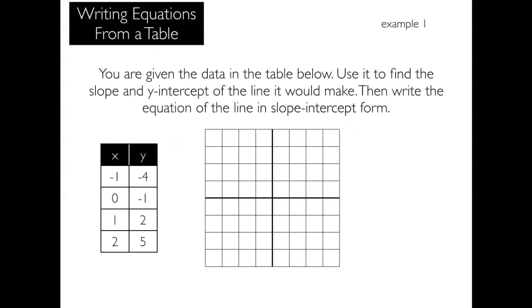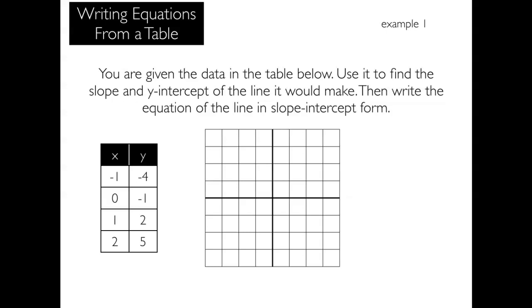Let's look at how we find slope and intercept from a table. When you're given the data in the table, you can use it to find the slope and y-intercept of the line that it would make. Then you can write the equation in slope-intercept form. When given a table, oftentimes people revert to plotting the points they see in the table, and from there they use the graph to write the equation.